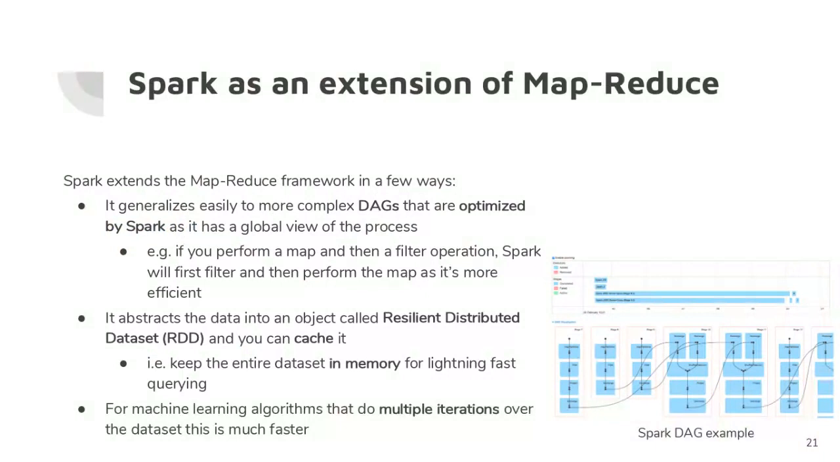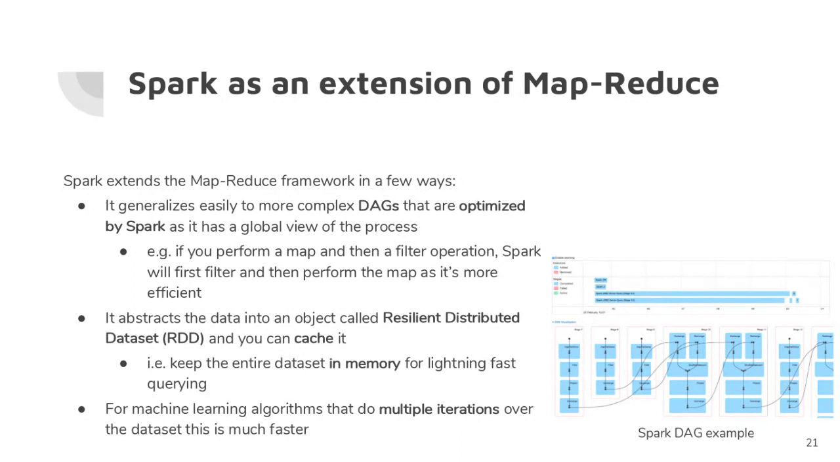So Spark is an extension of MapReduce, and to repeat the last point, it generalizes easily to more complex directed acyclic graphs. So that means if you have an operation that consists of several MapReduce steps, one after the other, then in Spark you define it, and then you have a single program, and Spark has a global view of this process. And this has advantages. For one thing, Spark can optimize that.